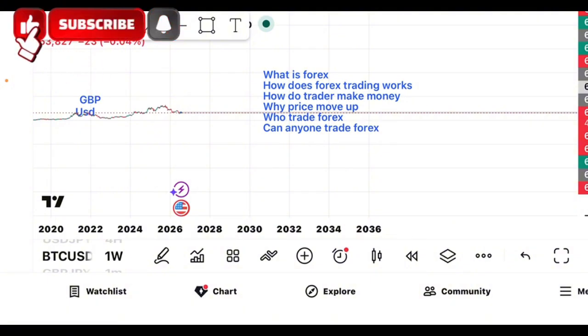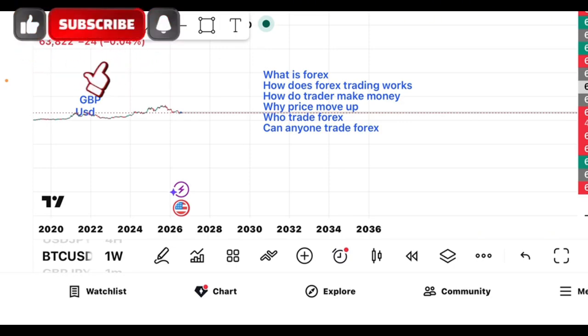So today's lesson we will be covering this topic: how does forex trading work? How do traders make money and why does price move up? And also, who trades forex? Who exactly are the people that trade forex? And can anyone trade forex? That is the topic we'll be covering today.